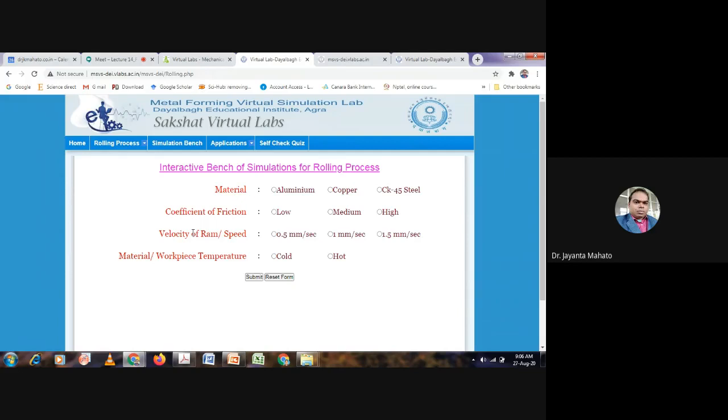Then he will vary just the coefficient of friction, and another student will vary just the velocity, keeping the coefficient of friction the same. So there are three variations in coefficient of friction and three variations in speed. And you can even make a comparative study between cold and hot rolling operations.